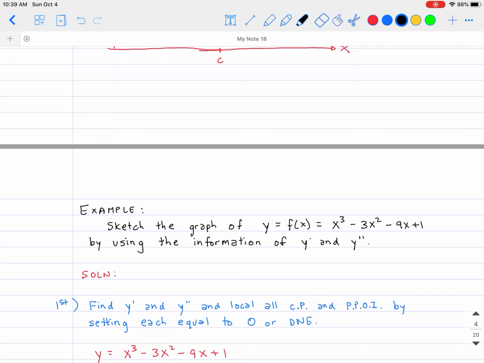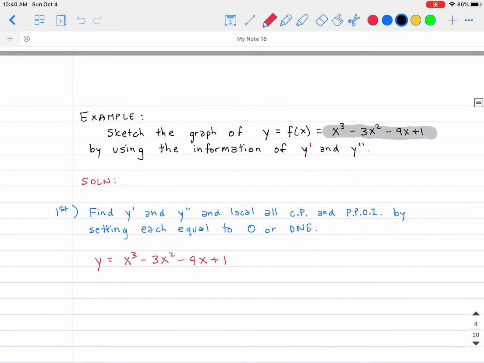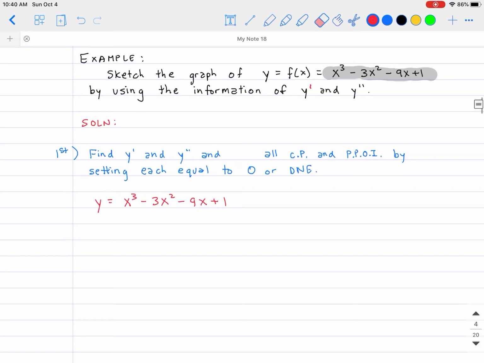So what I want to do in the very end is sketch the graph of y equals f of x, which is x cubed minus 3x squared minus 9x plus 1, by using the information of y prime and y double prime. Meaning, sketch the graph according to the first derivative and the second derivative. So here's the first thing we're going to do. We're going to first find y prime and y double prime, and also all critical points and possible points of inflection by setting y prime and y double prime equal to 0 or does not exist. Okay, so we're going to locate those first and then see what we can do with them.